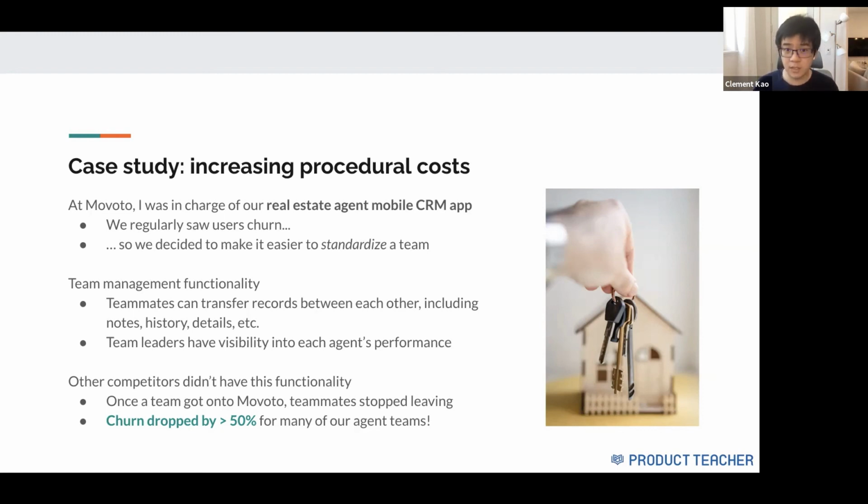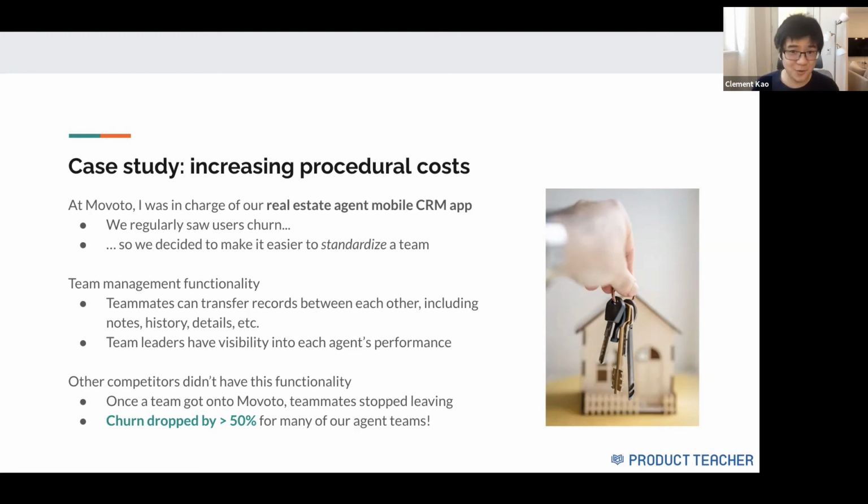And when everyone was on that same app, right, it made it easier for all of them to make a lot of progress together. Whereas if there was someone who wasn't on the app, it made it really hard for them to make forward progress. And so what we had done is we made it very difficult for anyone to want to switch off of the app and use something else, because now it would break their team's procedures. So once we had implemented this set of team management functionality, we saw that for a lot of our real estate agent teams, churn dropped by more than 50%.